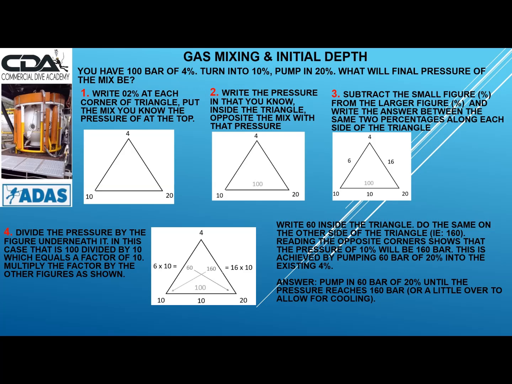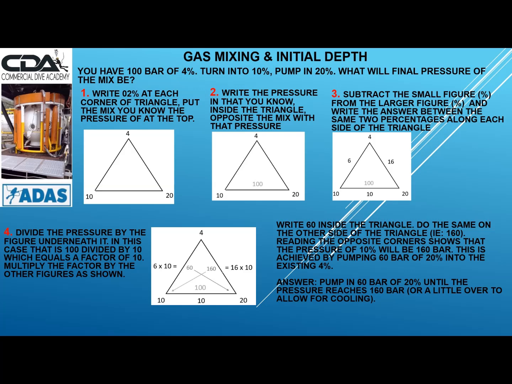Step 2. Write the pressure inside the triangle opposite the mix with that pressure. So we know the pressure is 100 bar. We're going to put it in between the 10 and the 20 there. Step 3, subtract the small percentage from the larger percentage, and write the answer between the same two percentages along each side of the triangle. Okay, so there we are, subtract the small figure. 20 minus 4 gives us 16. We've done that before, so that's pretty simple.